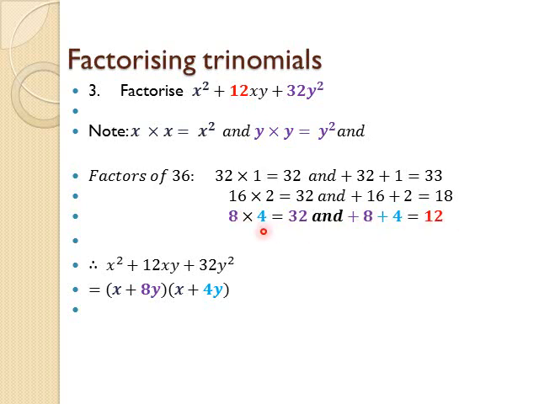So these are the values that will appear in my bracket. So they have x squared, which is x times x, and my 32y squared, which then becomes 8y times 4y, positive. So 8xy plus 4xy gives me 12xy, the middle term. So hope you follow, you get used to it. Take note here, I didn't worry with the negatives because all the terms there are simply positive and positive.